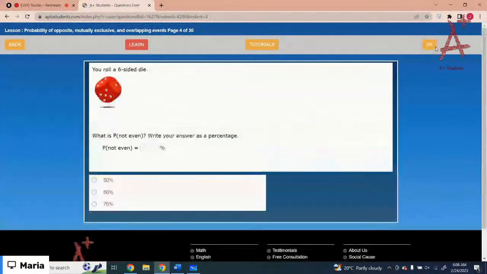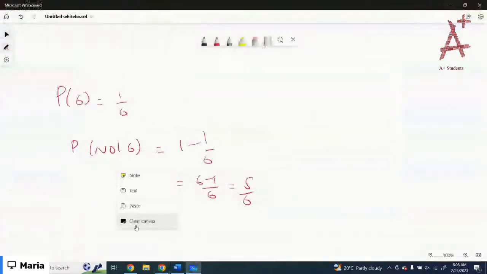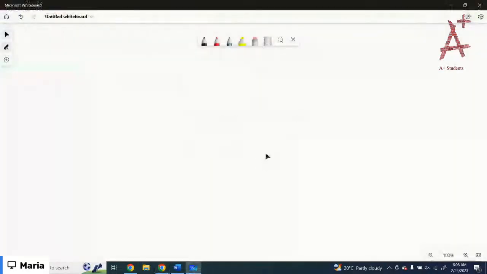Okay, the next one is you roll a 6-sided die. What is the probability of not even? Write your answer as a percentage. So, not even. The probability of even is... the total numbers on the die are 1, 2, 3, 4, 5, 6. So what are the even numbers?